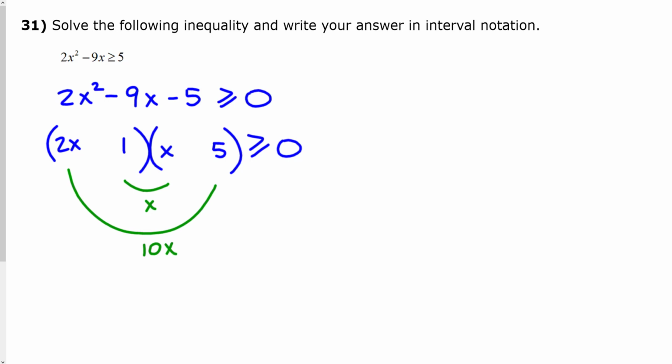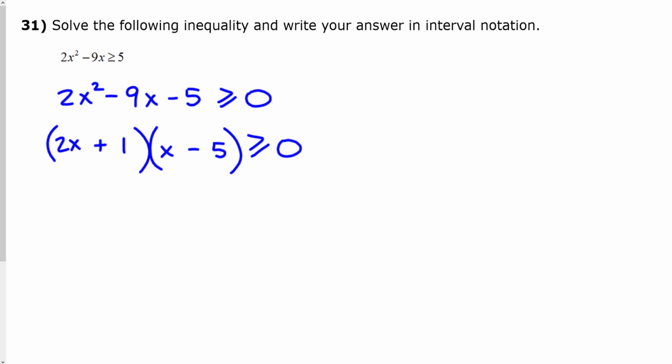And I think I can make this work if the 5 is negative and the 1 is positive. They would certainly multiply together to give me negative 5. But then this would be positive x and negative 10x, which would certainly also add to negative 9x. So these are the correct factors. Now, students often can get here, but then are confused what to do next.